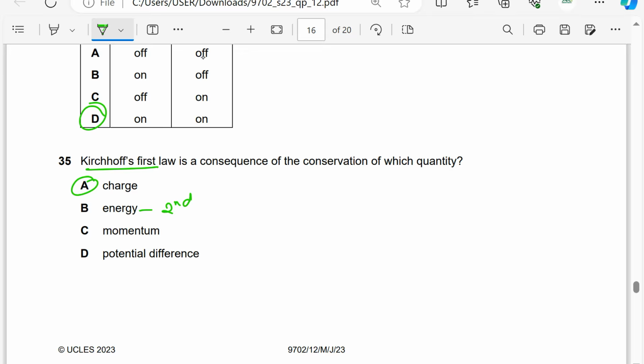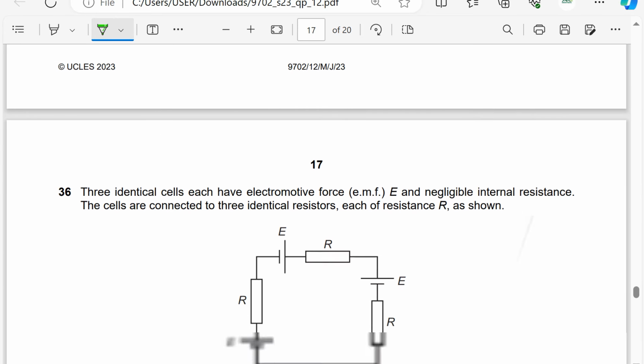Second law is the summation of EMF is equal to the sum of PDs in a closed loop. And remember, EMF is energy per unit charge from chemical to electrical, and PD is energy from electrical to thermal per unit charge. So second law is energy, first law is charge. Okay.